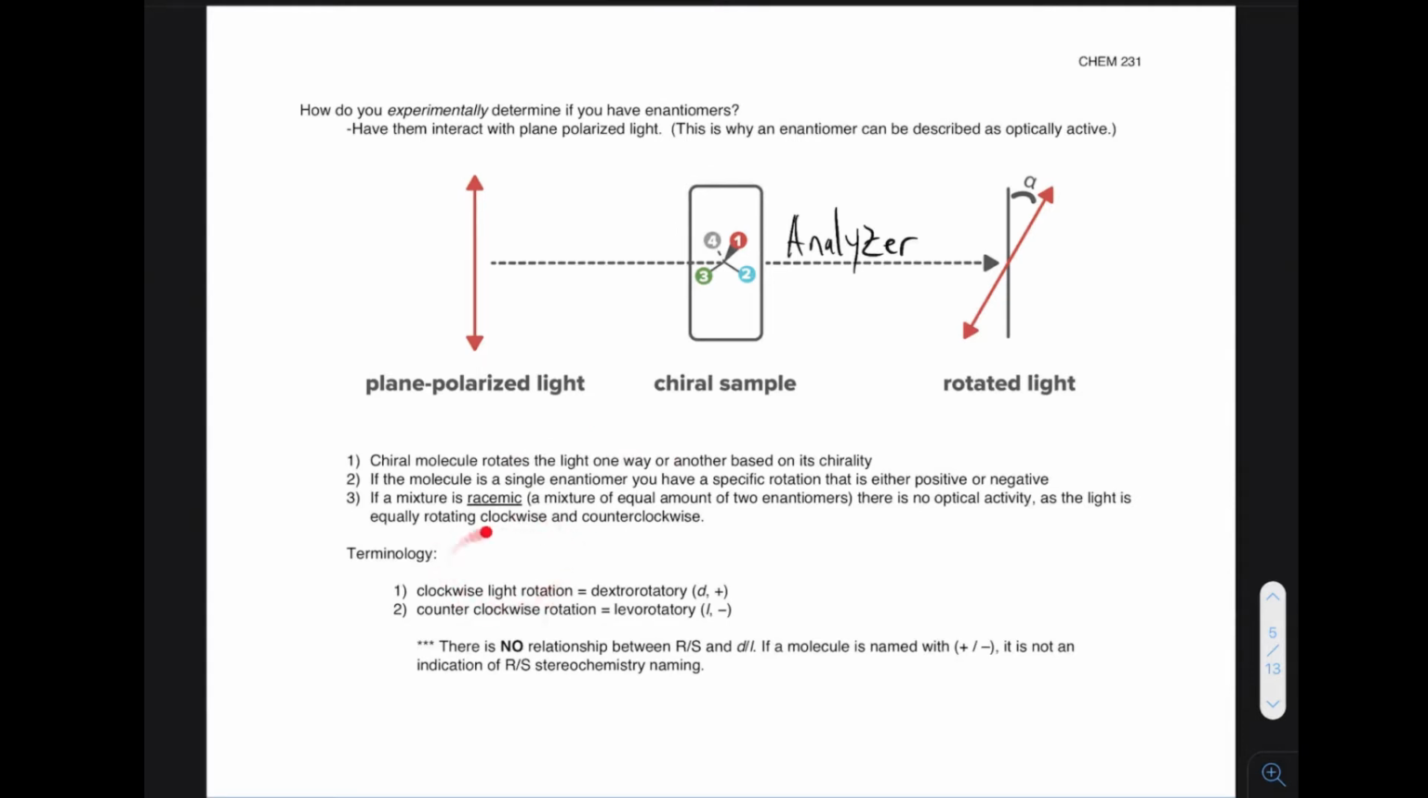You'll see this terminology used sometimes. Clockwise light rotation is called dextrorotatory, so a positive sign, and counterclockwise rotation is called levorotatory, so a minus sign. What's important to note here is there is no relationship between R and S and the sign of rotation. We can have an R molecule that is either, as shown here, positive or negative. It can rotate light either way. Remember that R and S is just the way that we name the chiral center in order to talk about it. Plus and minus come from experimental determination.